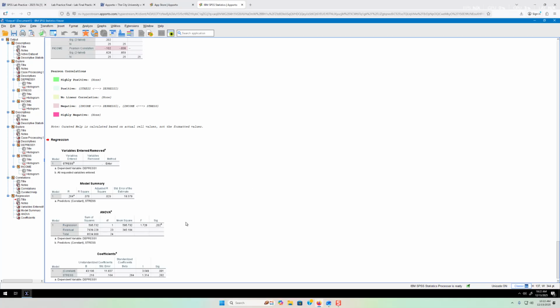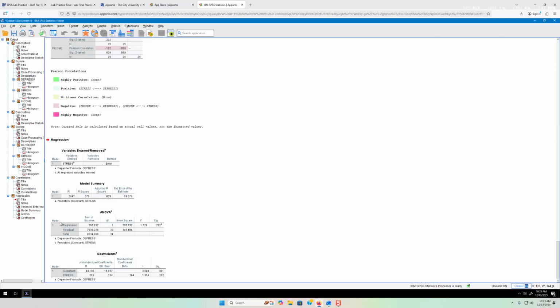So if we're looking for significance, we're going to look at the ANOVA, where it says regression. F is 1.726. Sig is 0.202. So you're going to want to report both of these. You're going to put F is 1.726, and the sig is the p-value, right? So p equals 0.202. And since 0.202 is not less than 0.05, we fail to reject the null, and this model is not significant. So stress does not significantly predict depression because this value is not less than 0.05.